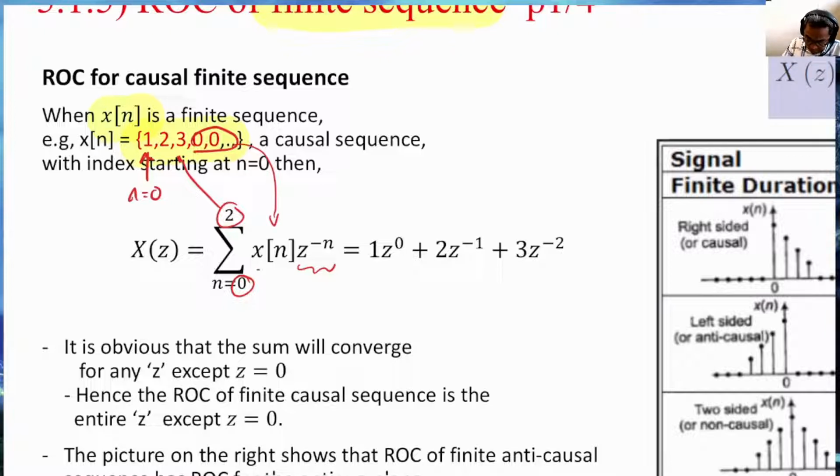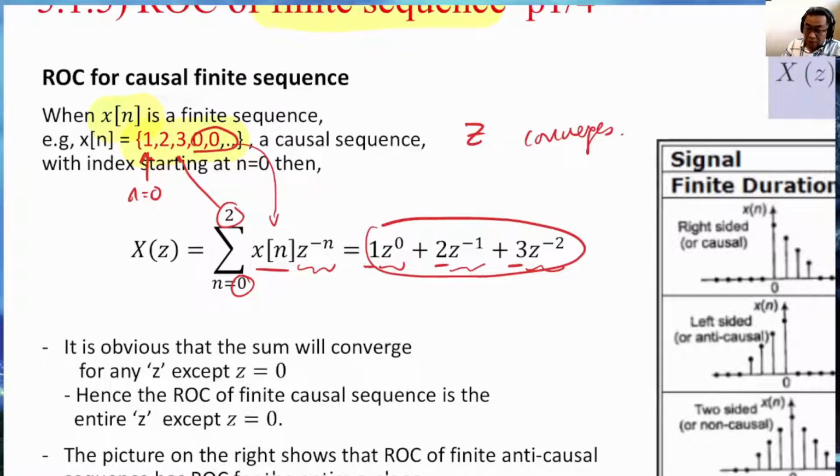Let's substitute x0, x1, x2, as well as the z here. So this is a finite sequence with only 3 terms for the series. The question to ask is, what is the value of z such that this sum converges? And you can try to put any z. And the answer is that almost any z, except z equals to 0, the sum would converge.